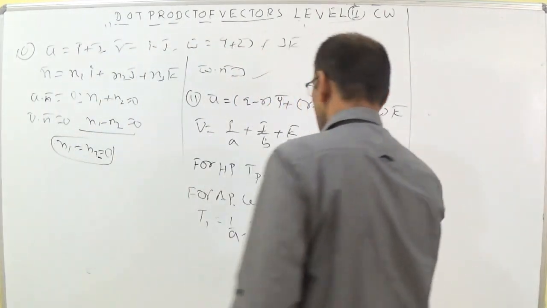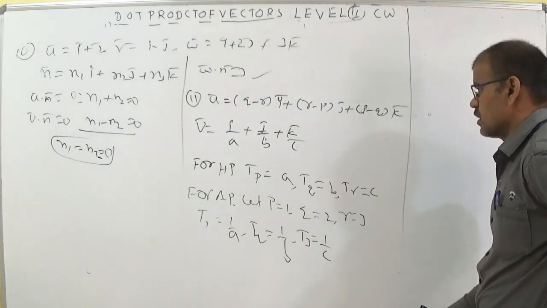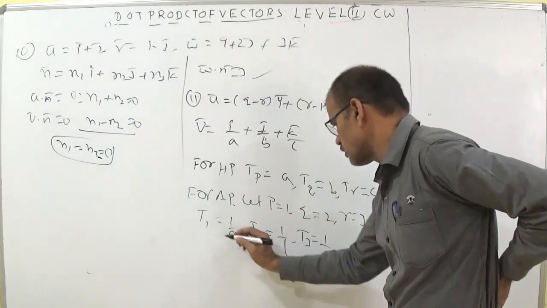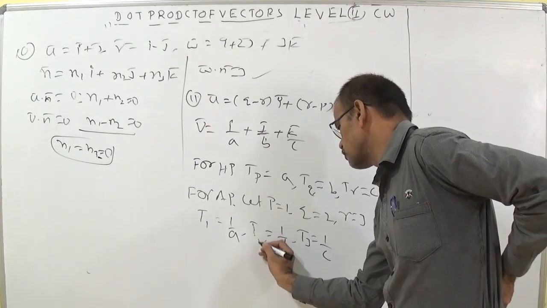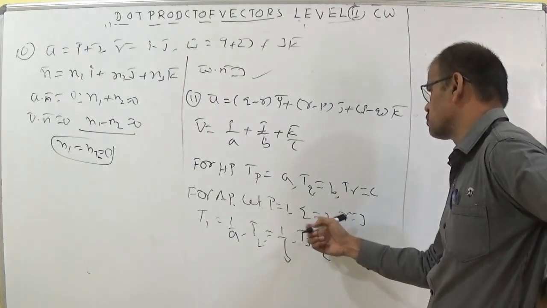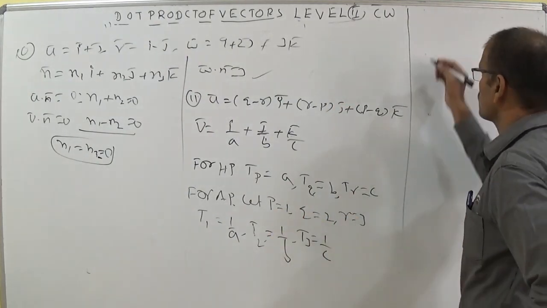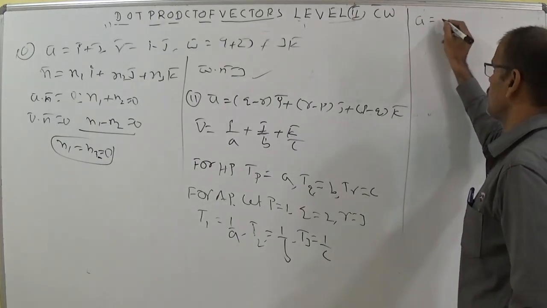T1, T2, T3 written here. Then Q minus R, this is a T2. So Q, what is the value? Q I taken here 2, P I taken here 1, R I taken 3. So U bar you can write.